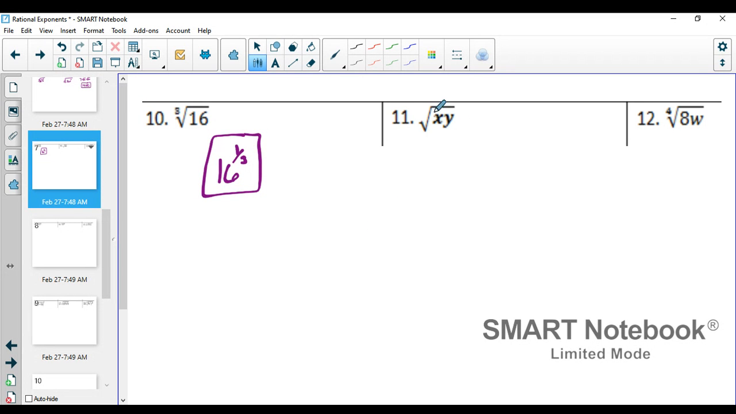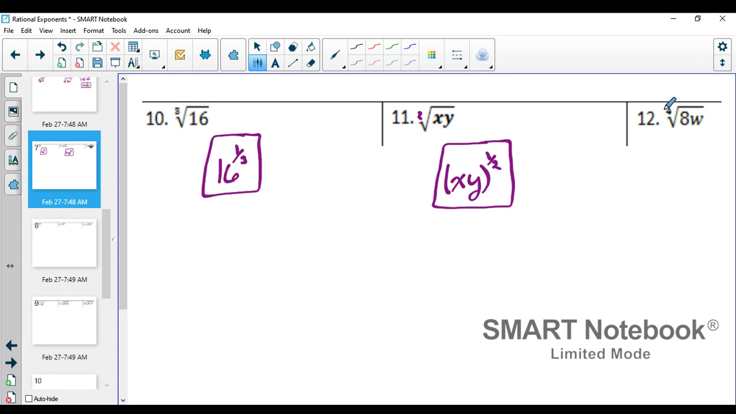So for 11, we have the square root of xy. Because x and y are two separate variables, but they're both underneath the radical, when we write them in exponential form, we're going to put parentheses around it because it's that entire quantity underneath the radical sign. Now, there isn't a given index, so we assume it's 2, which means this is 1/2. And there we go. So xy to the 1/2 power.